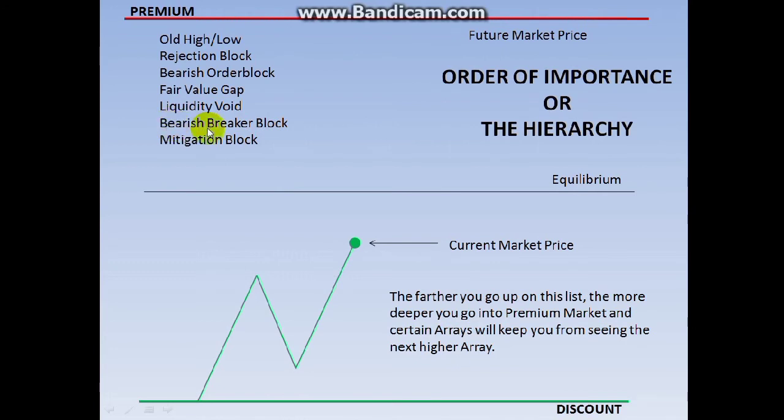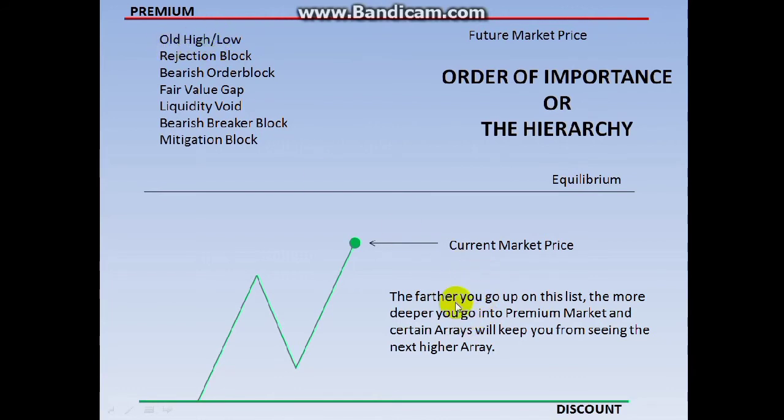Is there a bearish breaker block? If there is none, you check that off. Is there a liquidity void that needs to be refilled? If there's none, you check that off. Is there a fair value gap? If there's none, you check that off. Is there a bearish order block? If there's none, you check that off. Is there a rejection block? And last but not least, the old high or an old low.